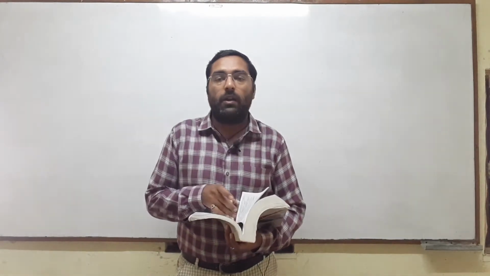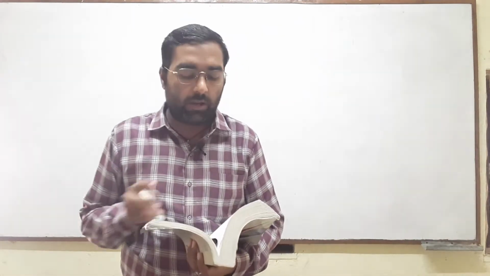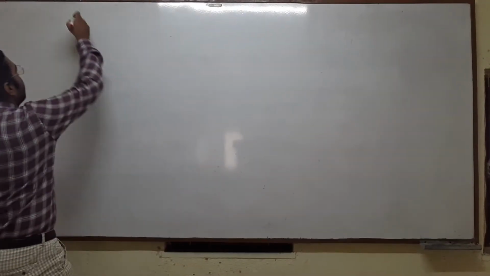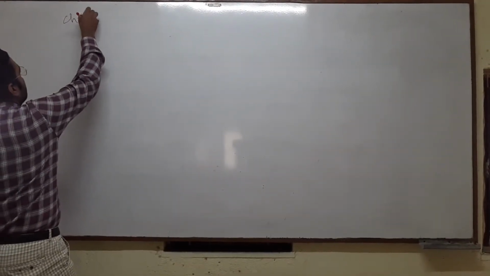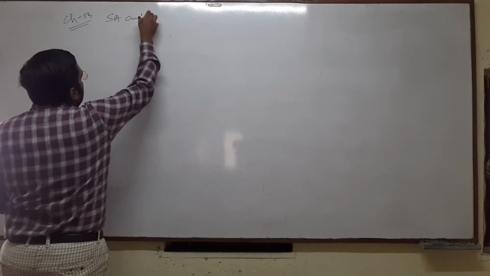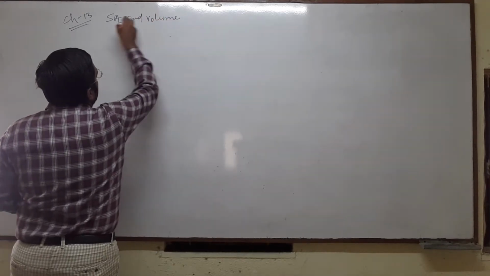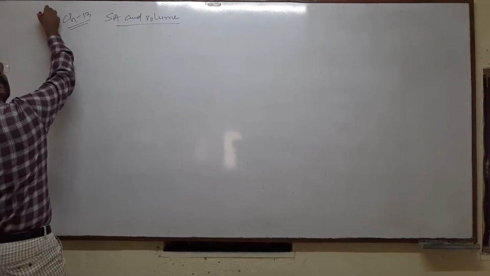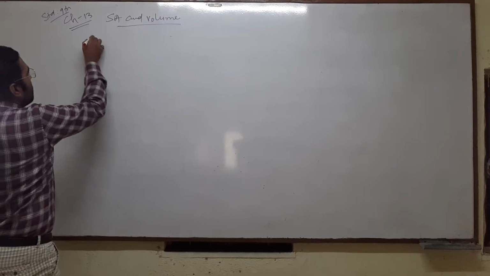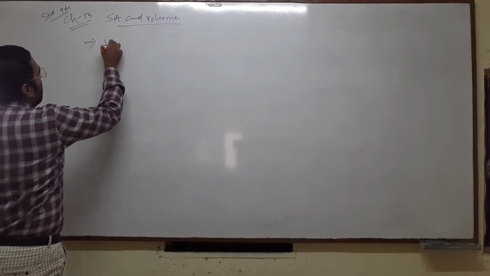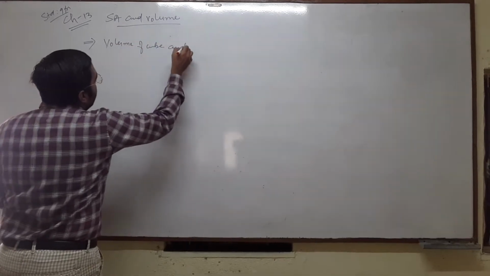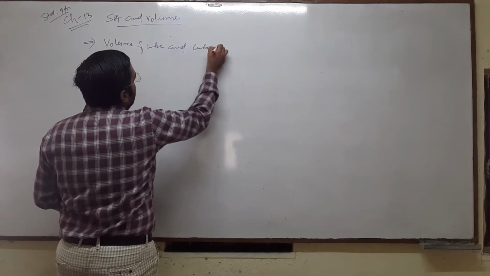Okay, and today's topic is the volume of the cube and cuboid. So let's start about the volume of the cube and cuboid. Chapter number 13, surface area and volume. Okay, and today's topic is volume of cube and cuboid.